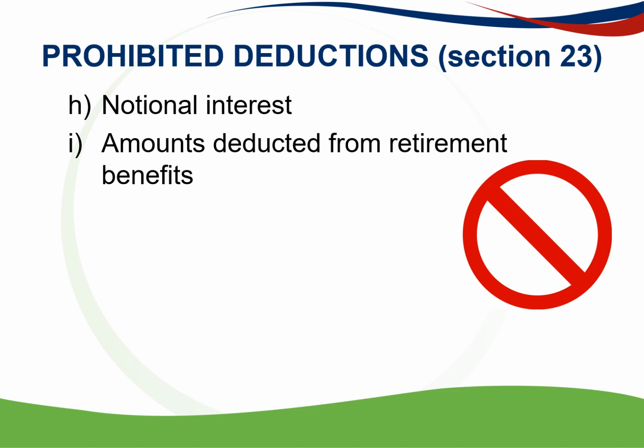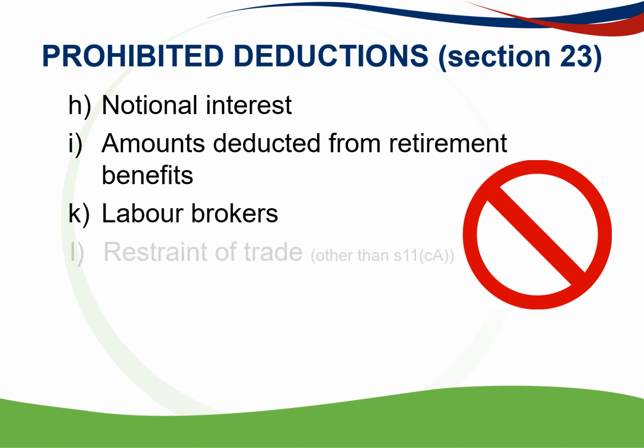Section 23I, an expenditure, loss or allowance is not deductible to the extent that the expenditure, loss or allowance is claimed as a deduction from a retirement fund lump sum benefit. Section 23K, expenses incurred by a labour broker or a personal service provider is prohibited as a deduction. Section 23L, an expense incurred in respect of the payment made for a restraint of trade is prohibited unless it qualifies for a deduction provided for in Section 11CA.